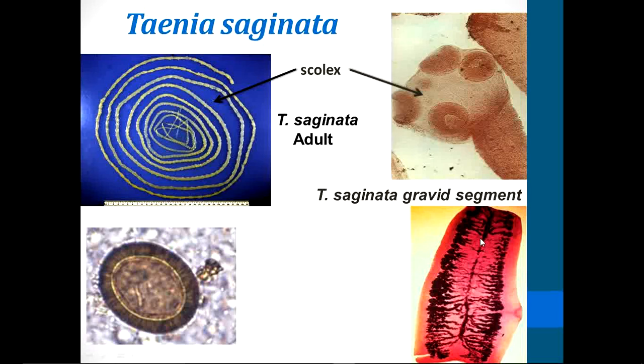Now, if you talk about this uterus, it is going to have lots of lateral branches, and there are around 15 to 30 branches on each side. They are thin and dichotomous in case of Taenia saginata. And the vaginal sphincter is present in case of Taenia saginata.